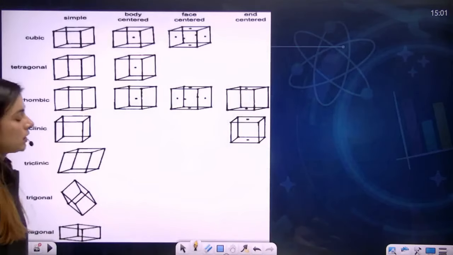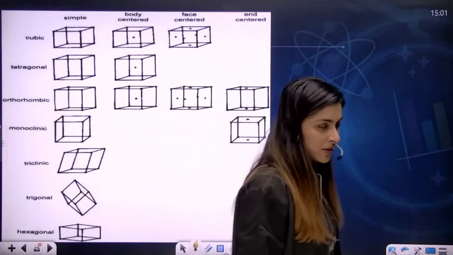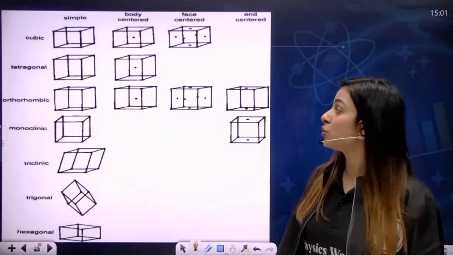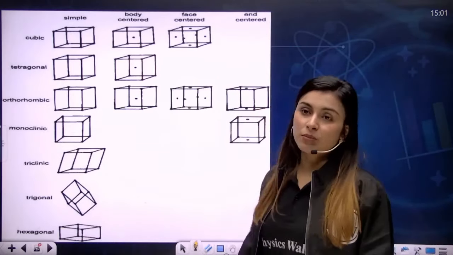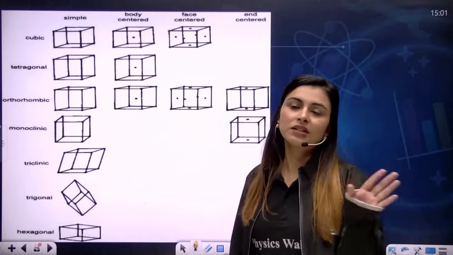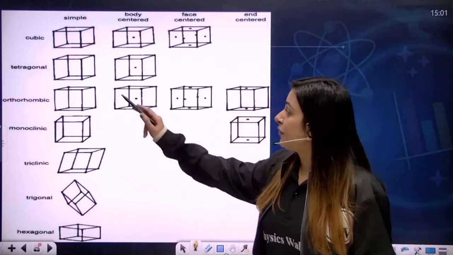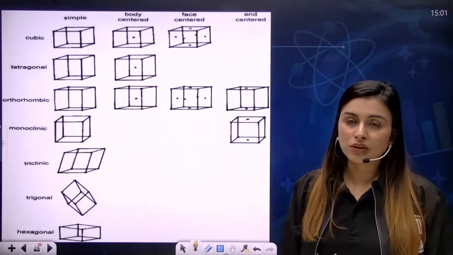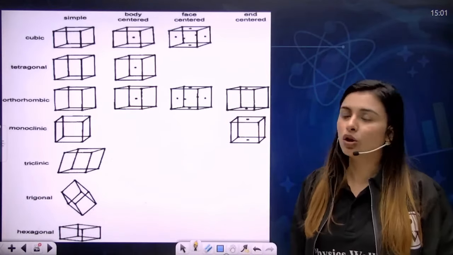These are the crystal systems that are possible. For example, let's say cubic crystal system. In cubic crystal system, my dear students, only three types of arrangements are possible. The end-centered arrangement is not seen. If you talk about the tetragonal, only two types of arrangements are possible. The others, due to symmetry, are not possible.